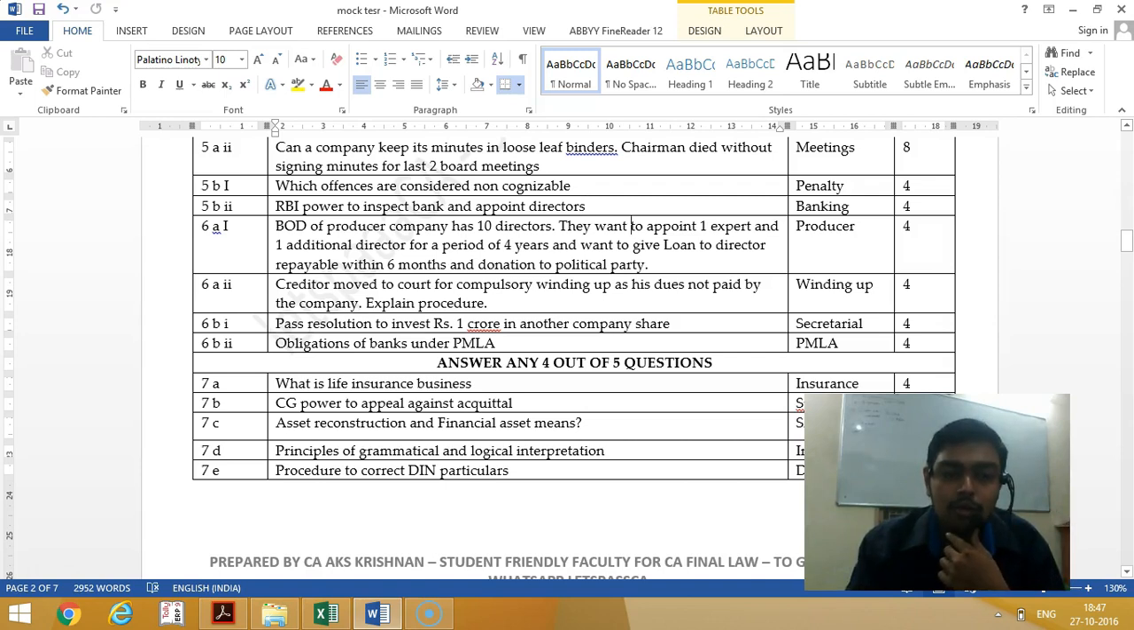Then, the board of a producer company has 10 directors. They want to appoint 1 expert and 1 additional director for a period of 4 years and want to give a loan to a director, repaid within 6 months. Okay, say first: expert director, additional director. Only 1/5 they can appoint. So already they have 10 directors, and 1/5 is 2. So they can appoint; there are 2 appointments. Next.